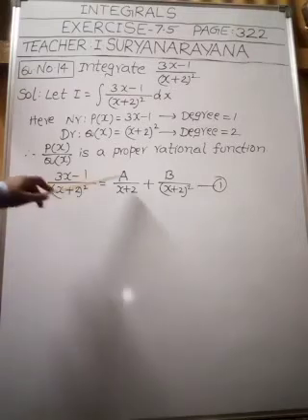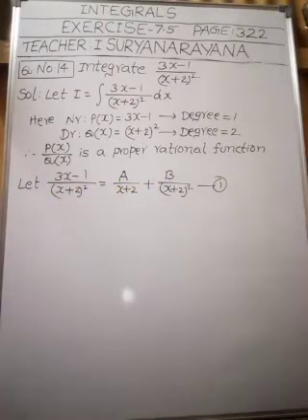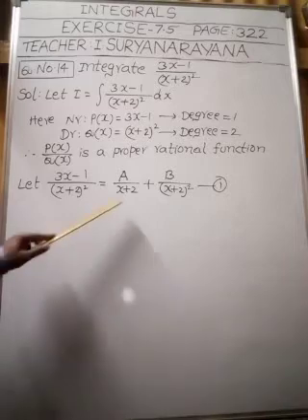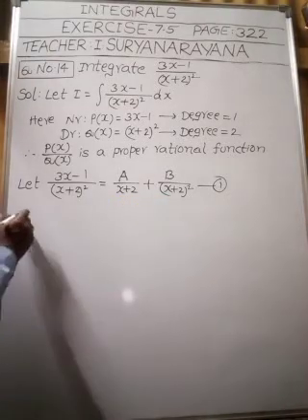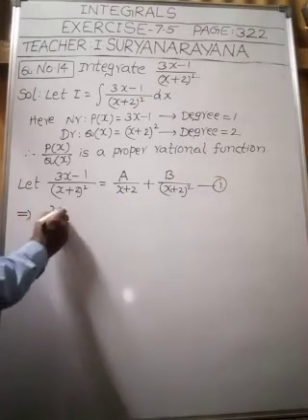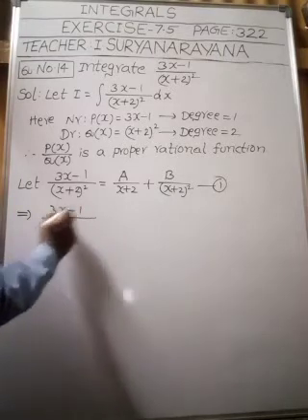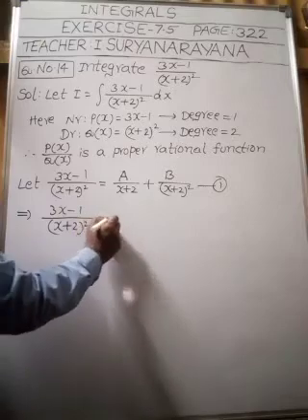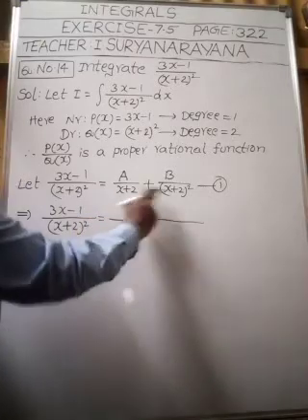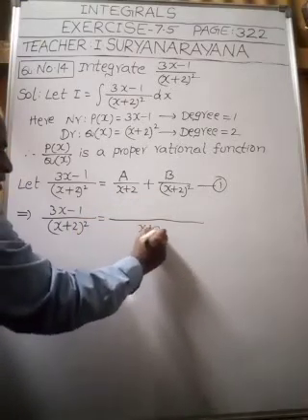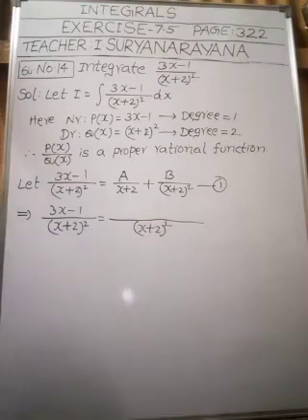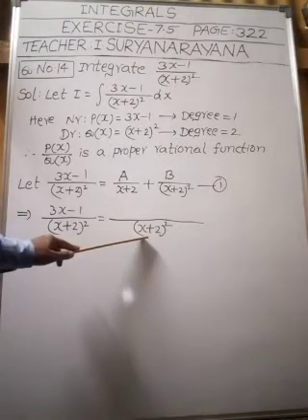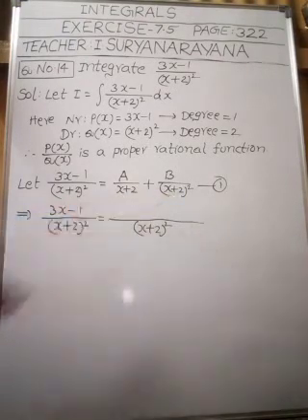So in this equation, we have to find the values of a and b. What should we do? We have to take the LCM of these denominators. Okay, my children. This implies (3x minus 1) divided by (x plus 2) whole square is equal to, for these two denominators, the LCM is x plus 2 whole square only, not x plus 2 into x plus 2 whole square. Okay, my children. Understood this point?